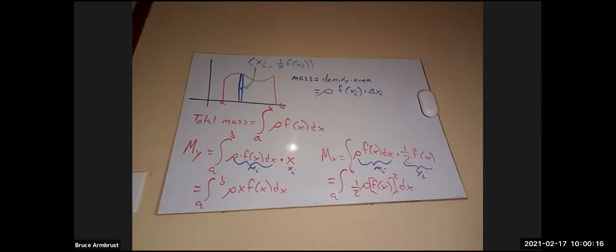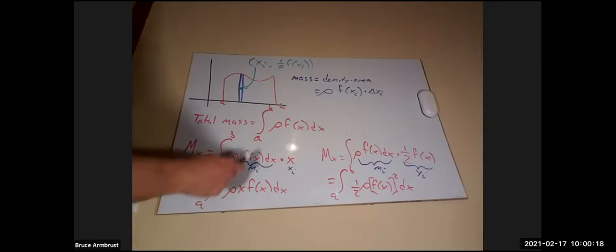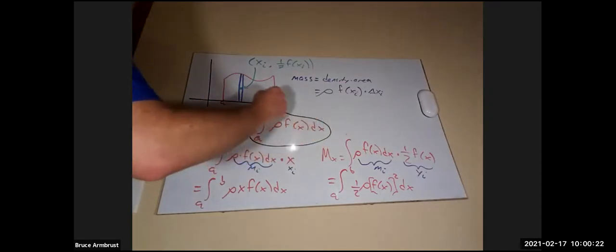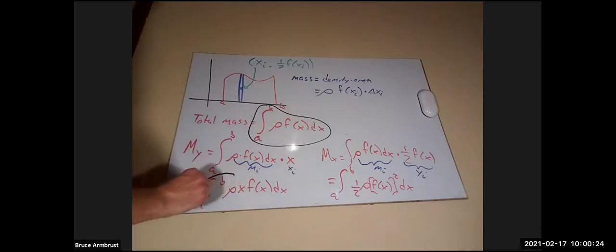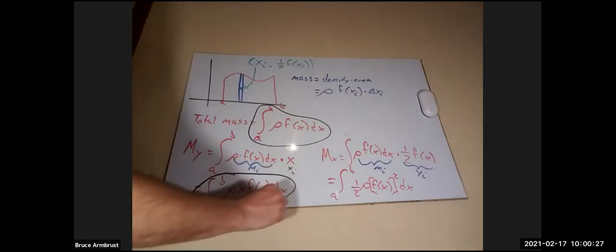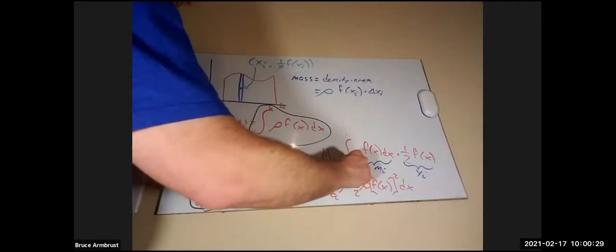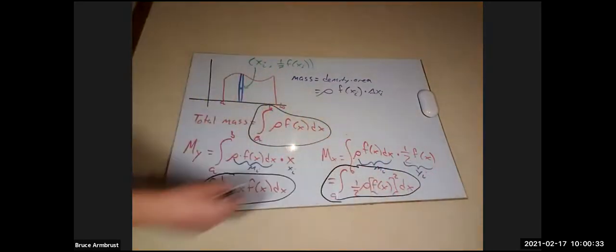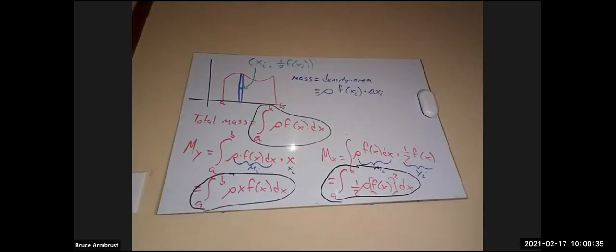So all three of these pieces require integrals. We need an integral to get the total mass. We also need an integral to get the two moments, to help us find our centers. So it probably looks way more complicated than it actually is. It's not that bad.